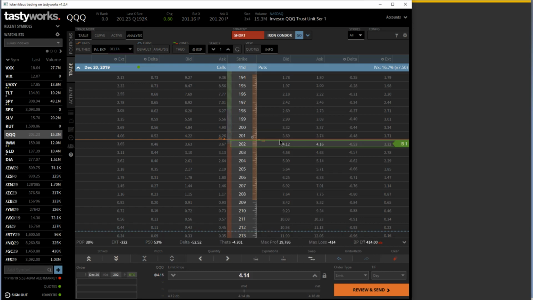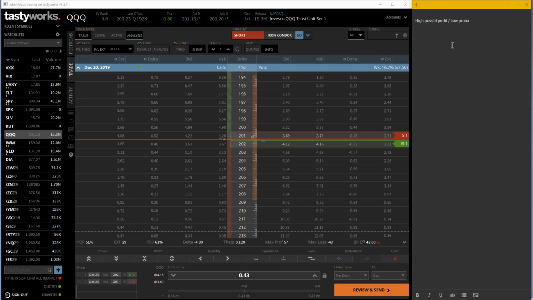But that's just one of the main principles in options trading that you want to keep in mind: a high possible profit always comes with a low probability of happening. That's just how this goes, and vice versa. A low possible profit always comes with a high probability, right? So those are the trade-offs you have to think about, and think about what you want to do.